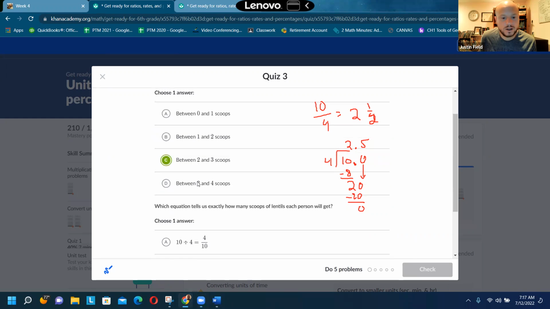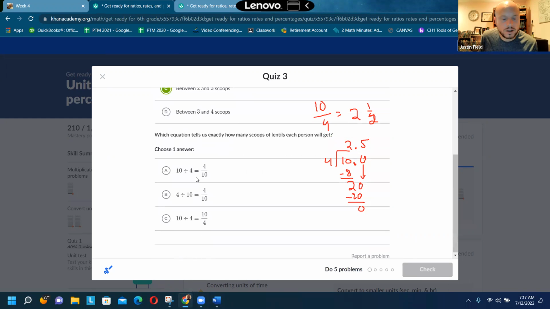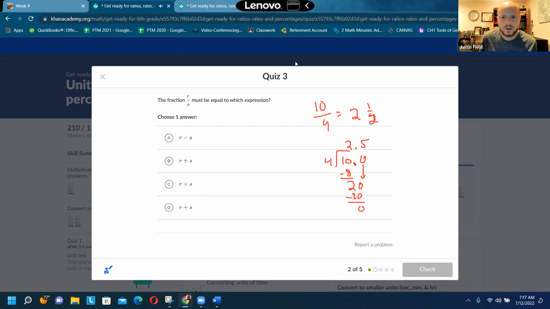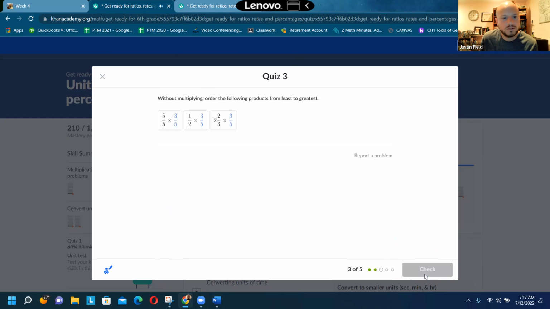So it's right there. Oh, look. 10 divided by 4 is not 4 over 10. 10 divided by 4 is 10 over 4. Okay. The fraction r over s must be equal to r divided by s. That is important to know.